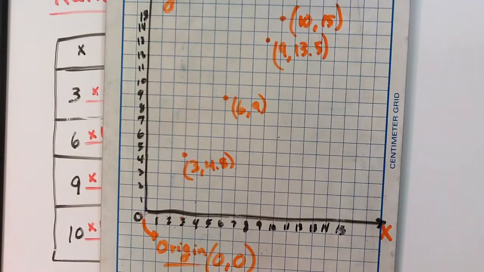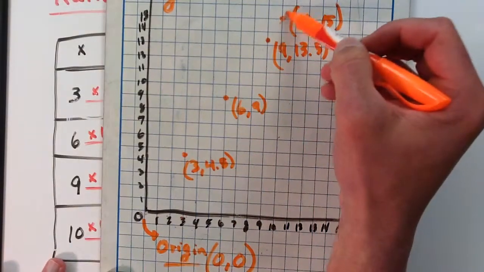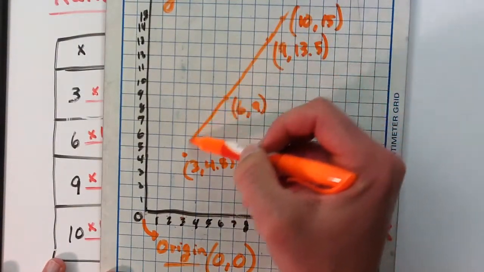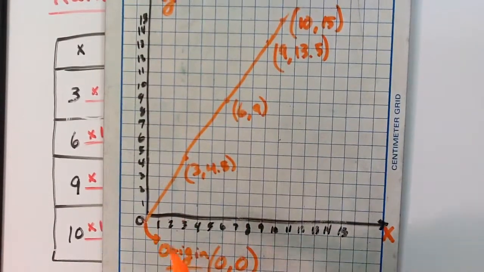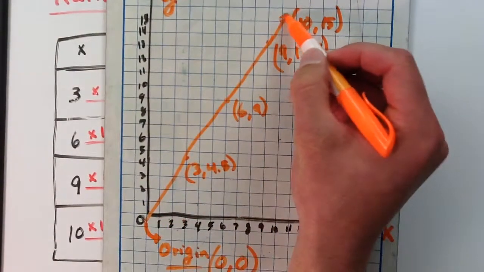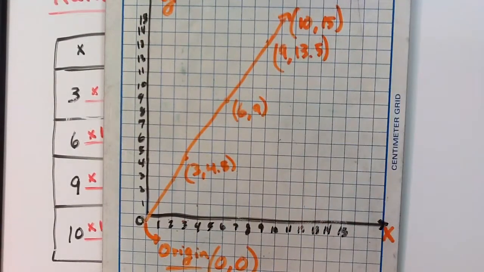The last step is to connect them with a line. Okay, do the best job you can of drawing a line, connect them with a line, and as you can see, this line would go through the origin. It would go through the point 0, 0. On the end of this line, draw an arrow. Because it is a line, this relationship would continue.